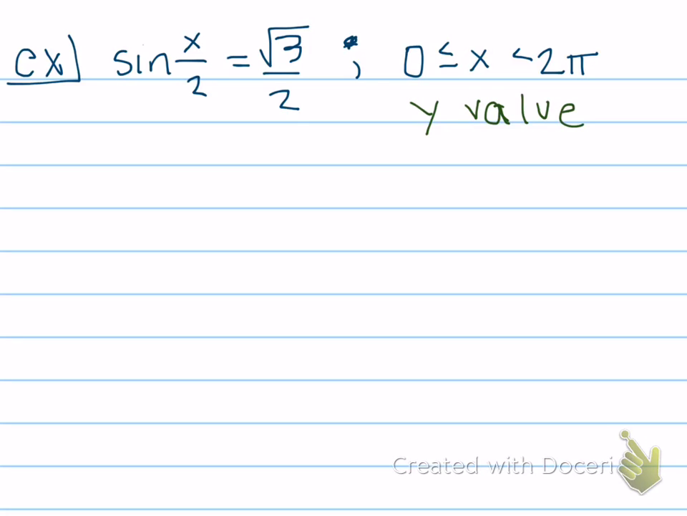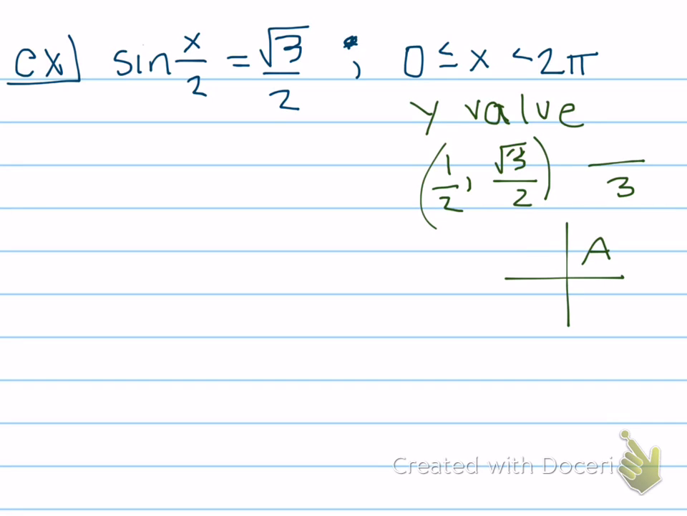So if I envisioned a coordinate, I would put that root 3 over 2 in the y spot, which means the x spot has to be a half. So I'm definitely dealing with a denominator of 3. And notice I have a positive root 3 over 2. So I'm dealing with quadrants 1 and 2, because that's where sine is positive.